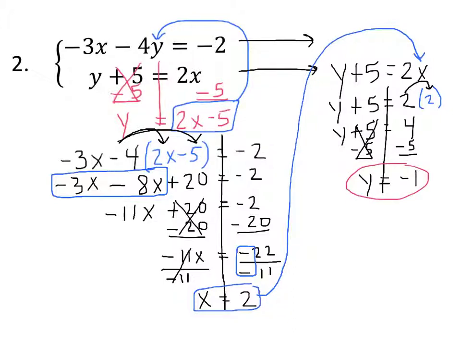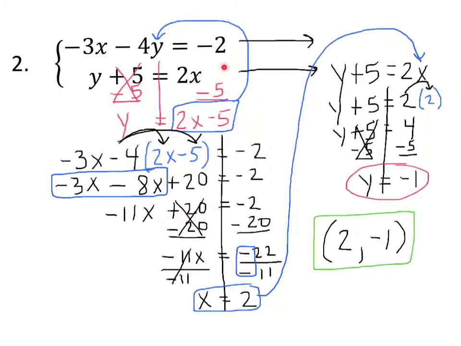Okay? Now please make sure you do not leave your answer like this. Your answer needs to always be in ordered pairs. So we put our x value first, which is 2, and we put our y value next, which is a negative 1. And so here we have our solution, (2, -1), which again is the location or the point on the graph where these two equations will intersect. That is the point at which they're going to intersect.